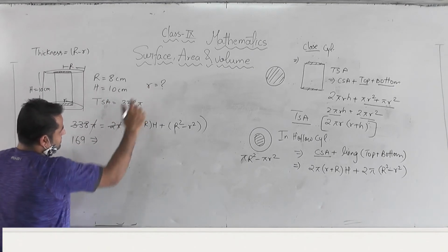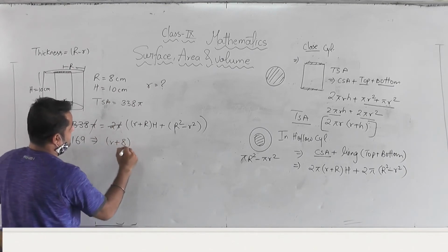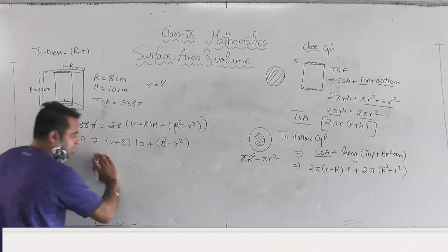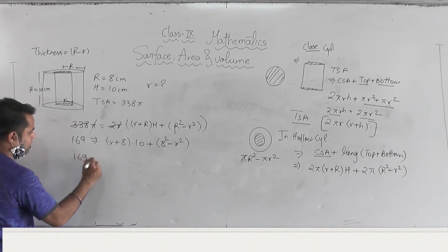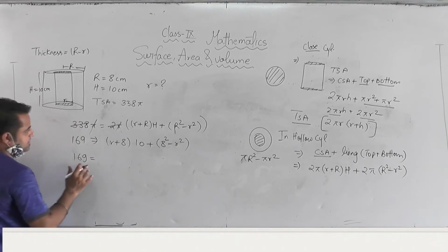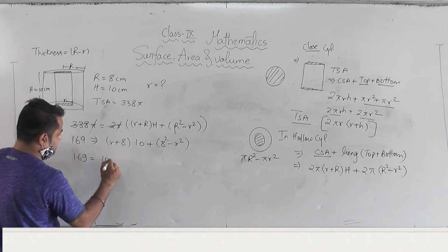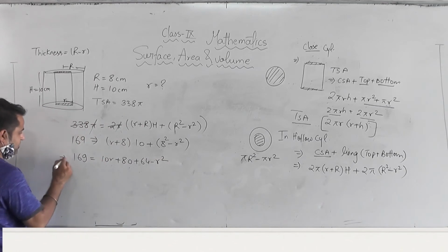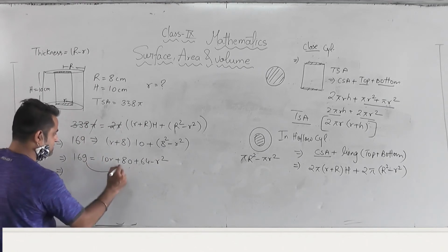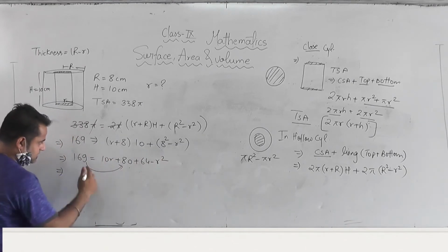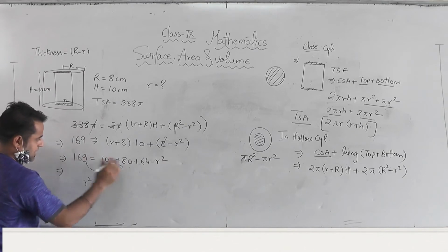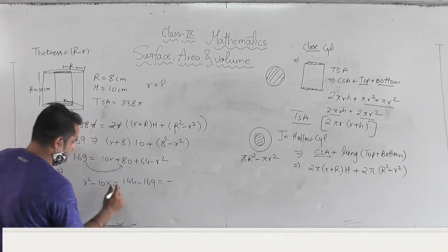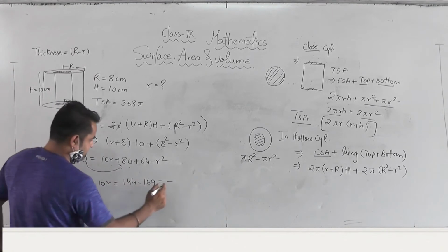Both radii are not given. The small radius we don't have, so it is (r + 8) times 10, and 8² minus r² we got. Now we try to solve this whole equation, which we got for the hollow cylinder TSA. This becomes 10r + 80 plus 64 − r². We got a quadratic equation for that. Now we transpose this 169 also. This r² comes to this side: r² − 10r, and this whole becomes 144 − 169, which results as −25.